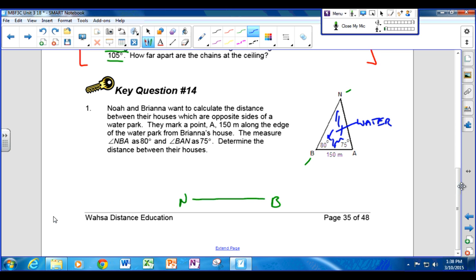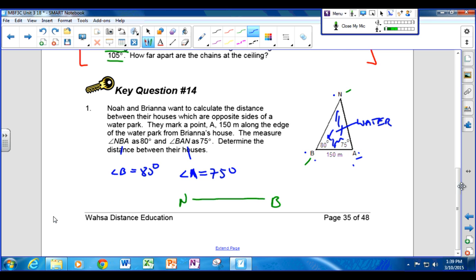Okay. So they mark a point A, 150 meters along the edge of the water park from Brianna's house. So there's point A. And then they measured NBA, which is a very complicated way of just saying angle B. A lot of times they'll do that in math so you don't accidentally get the wrong angle. For very complicated diagrams, that's a perfectly fine way to do it. But anyway, angle B is 80 degrees, and angle A is 75 degrees. So there's angle A, there's angle B.